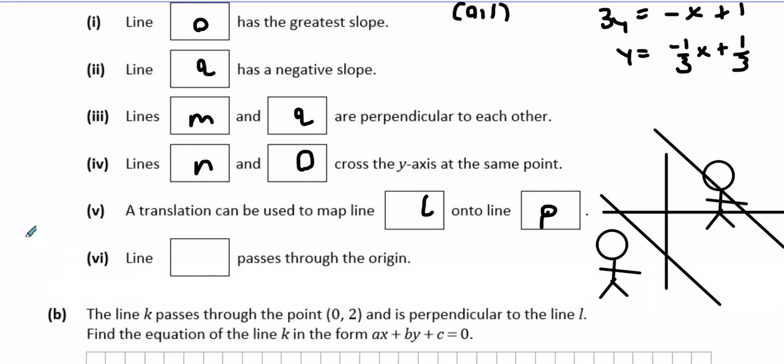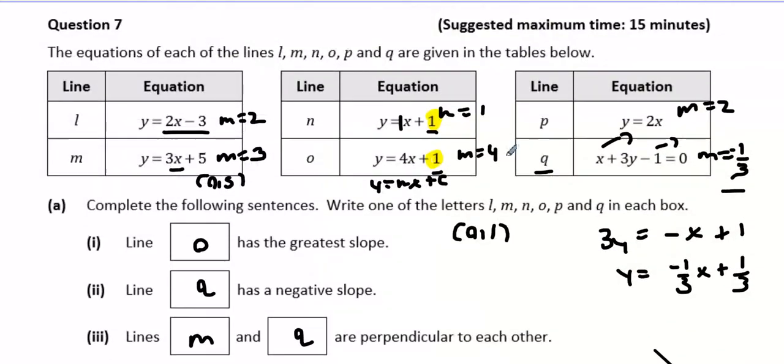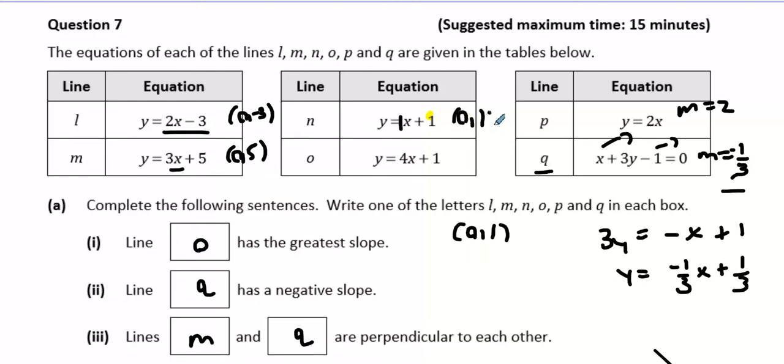Which one passes through the origin? Well, this is one that has no C value. If you have no C value, it means you go through the origin. So line L will go through the point 0, minus 3. That's no good. Line M would go through the point 0, 5. That's no good. These two go through 0, 1. No good, no good. But this one here in the corner, line P, has no c value. It's y equals mx plus c, but y equals mx plus 0. The c value is 0, so it must be line P.